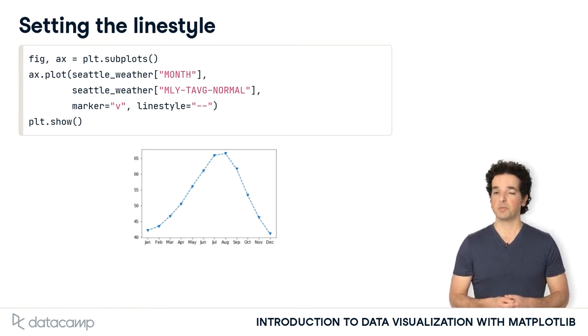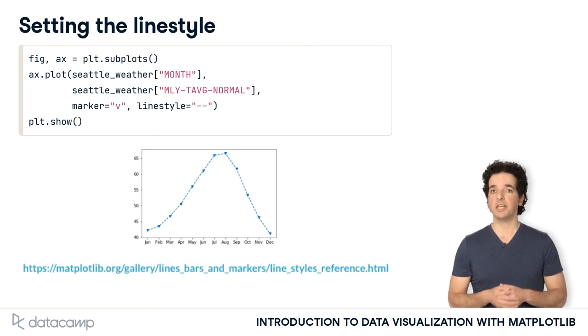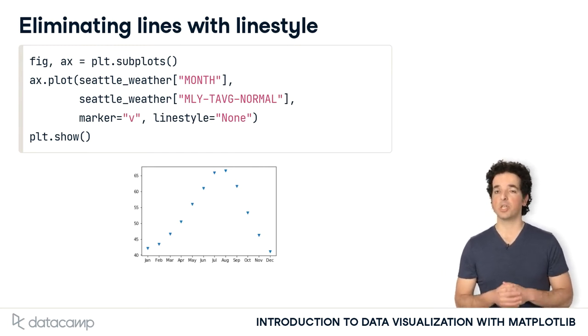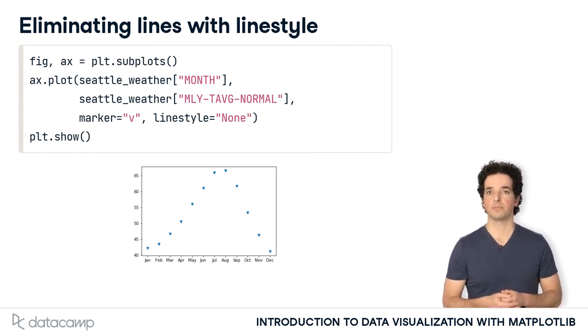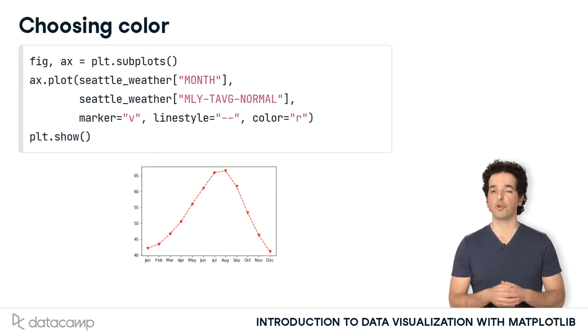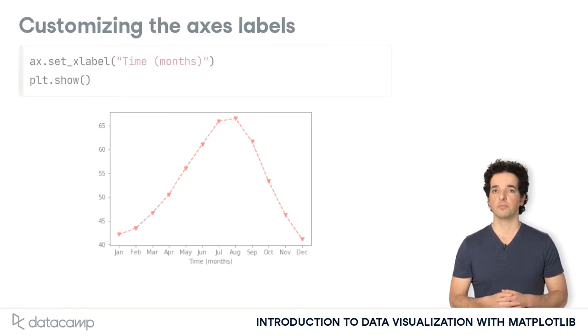Like marker shapes, there are a few line styles you can choose from, listed in this documentation page. You can even go so far as to eliminate the lines altogether by passing the string none as input to this keyword argument. Finally, you can choose the color that you would like to use for the data. For example, here we've chosen to show this data in red, indicated by the letter r.